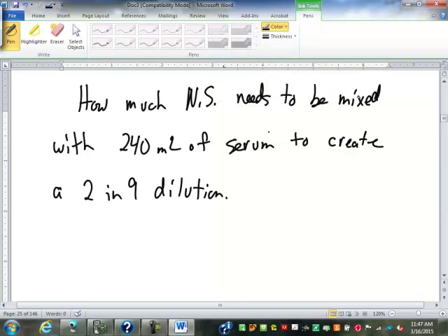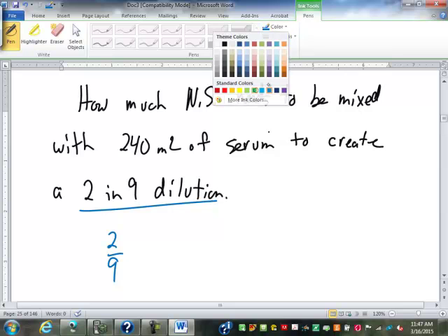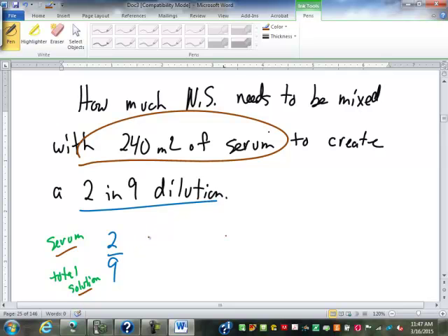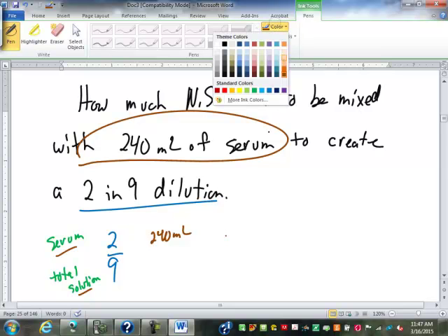Okay, so here, 2-in-9 dilution. I'm going to start with that, 2-in-9. And I'm going to label it again. The 2, of course, represents serum, and the 9, as always, is total solution. But here we're not comparing serum to total solution. We do have the amount of serum, 240 milliliters. But we're not looking for the total solution. And again, we could find the total solution and subtract if we wanted to, but we could save ourselves some work by getting straight to the ratio that describes what we need.